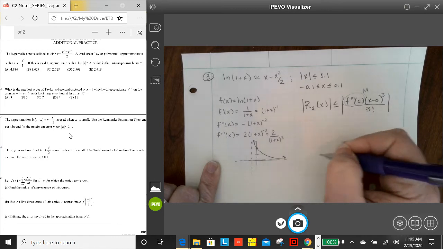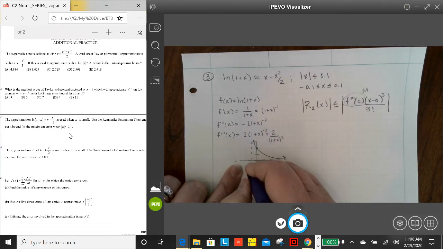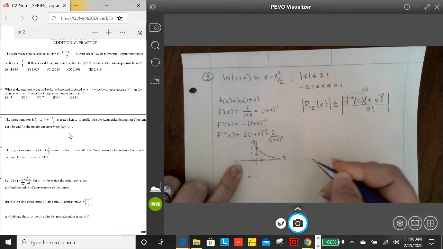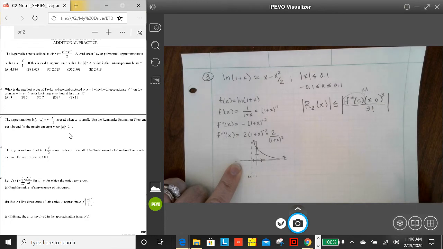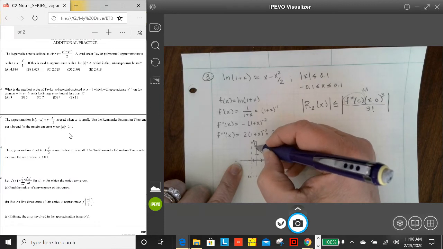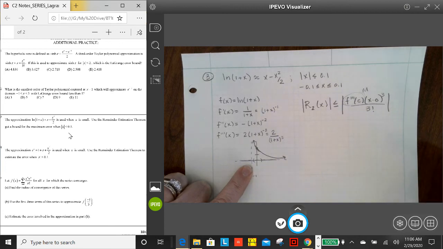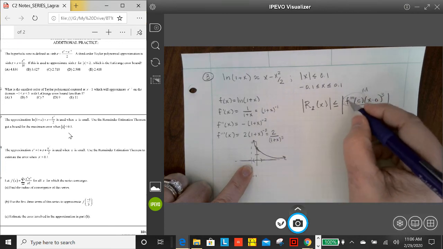in this zone on the left side or the right side of x equals negative 1, because I'm looking in the negative 0.1 to 0.1 realm. So where's the maximum of this function going to be? Well, this function is going to have a maximum at, it looks like, negative 0.1. So that's the number that's going to go here.